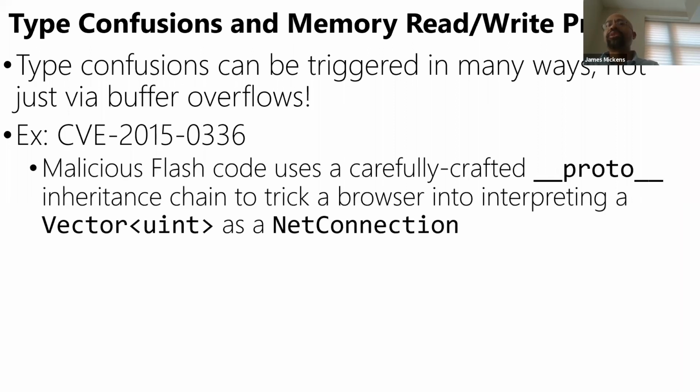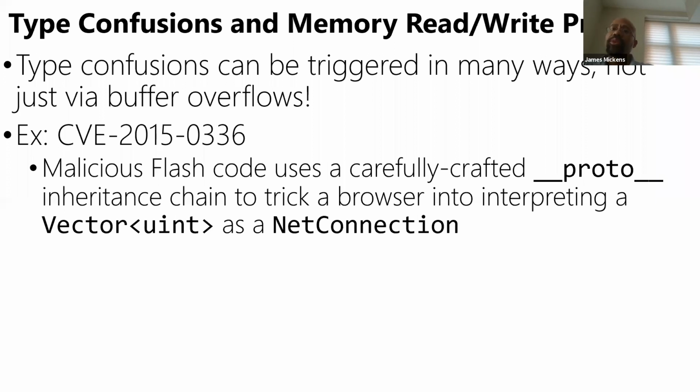So it actually involved Flash code. What the bug involved was, imagine that you had a browser that supported the Flash plugin. Well, a page could include malicious Flash code that used a carefully crafted proto-inheritance chain to trick a browser into interpreting a vector as a NetConnection. So there was a type confusion here.